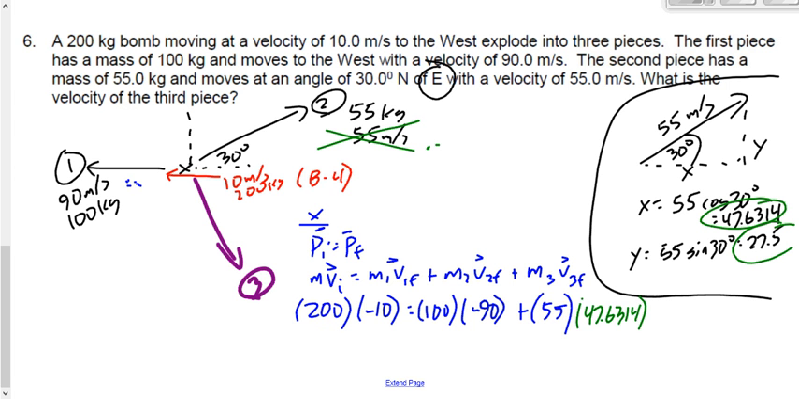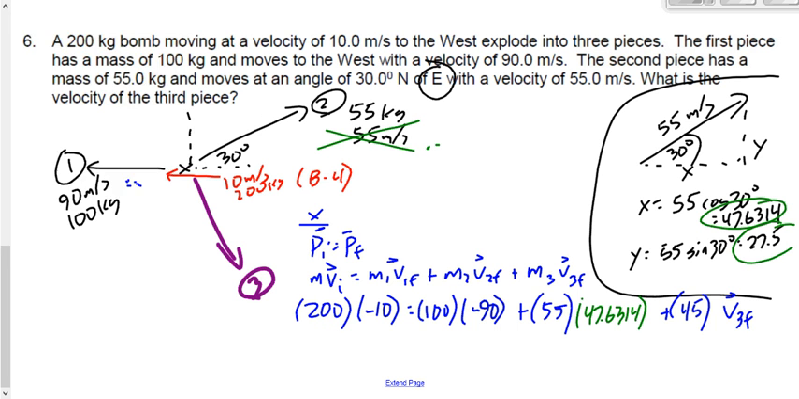47.6314 plus object number 3 has a mass of, what's that going to be, 155, 45? 45, is that right? Times V3F. Do we need to go through the steps of solving that V3F, or are you guys okay on your calculators with that? You guys okay? Do you want me to go through it?